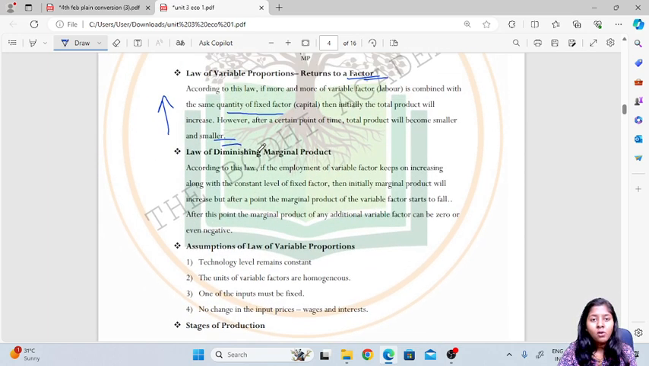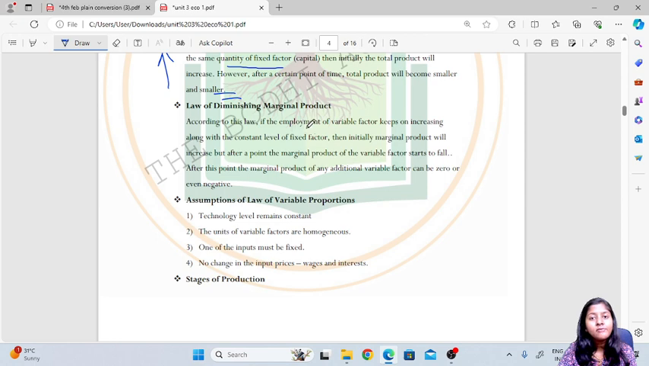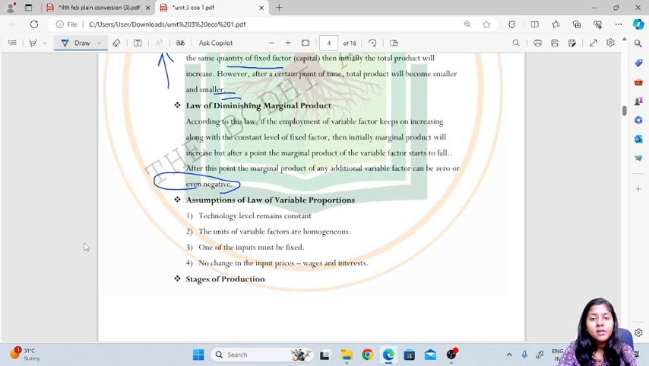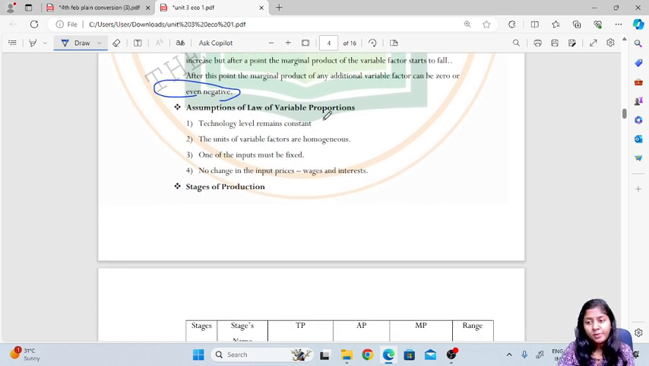The next law they have given over here is the law of diminishing marginal product. According to this law, if the employment of the variable factor keeps on increasing along with a constant level of fixed factor, then initially marginal product will increase. But after a point, the marginal product of the variable factor starts to fall, and after this point the marginal product of any additional variable factor can be 0 or even become negative. Here they have given the assumptions of the law of variable proportions. The assumption here is that technology remains constant, it's the same.